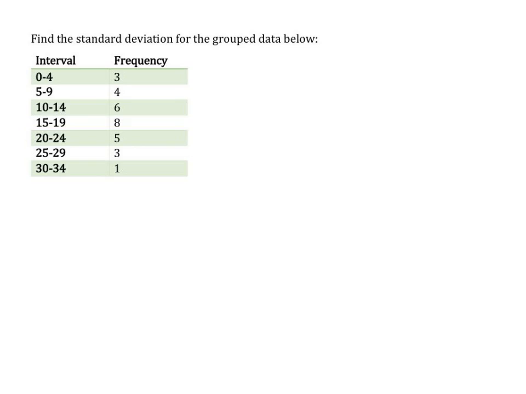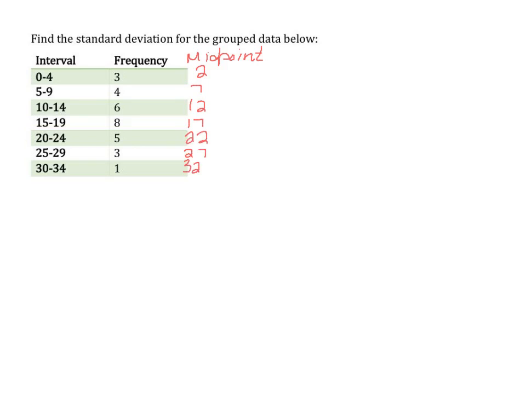Find the standard deviation for the grouped data below. This is the same frequency chart that we had in section 9.1. I'm going to transfer some numbers from that table to here. So we had our midpoints. If you want to pull out the chart that we had created, we had 2, 7, 12, 17, 22, 27, and 32.